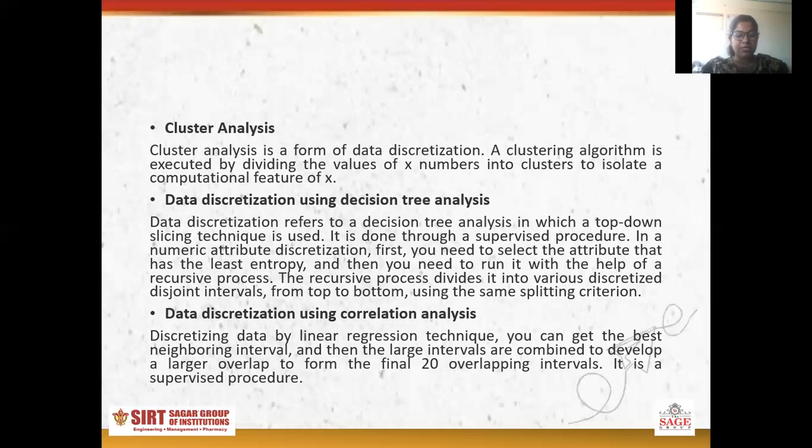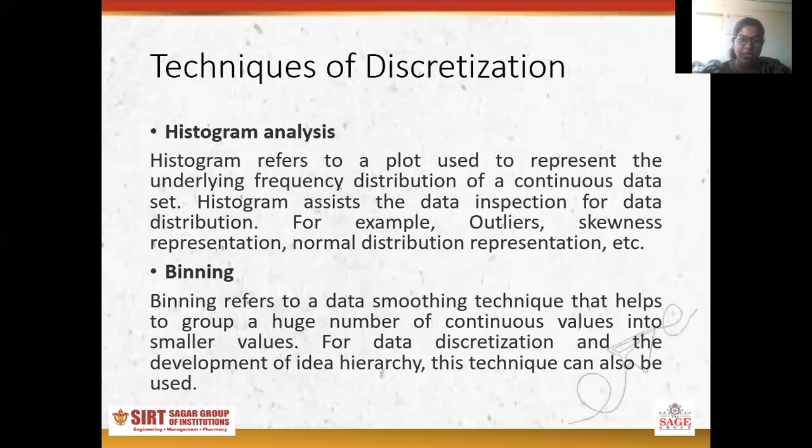Data discretization using correlation analysis. Discretizing data by linear regression technique, you get the best neighboring interval, and then the large intervals are combined to develop a larger overlap to form the final overlapping intervals. It is a supervised procedure. So I'll take you back to the techniques.